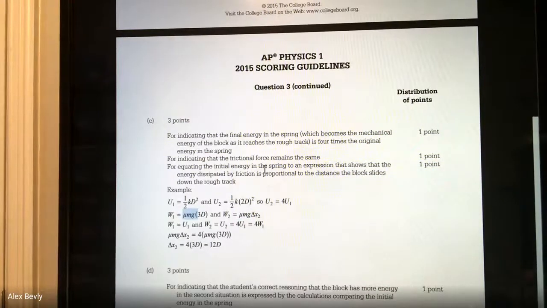All right. And then the last point, for equating the initial energy of the spring to an expression that shows that energy dissipated by friction is proportional to the distance the block slides down the rough track. So they're just saying to get to this equation here. Notice there's 0 points for the correct answer. So right here, no points for the correct answer, just as long as you got to a point where you said work is some value times distance. That's all you needed. So you didn't actually have to get the final answer.